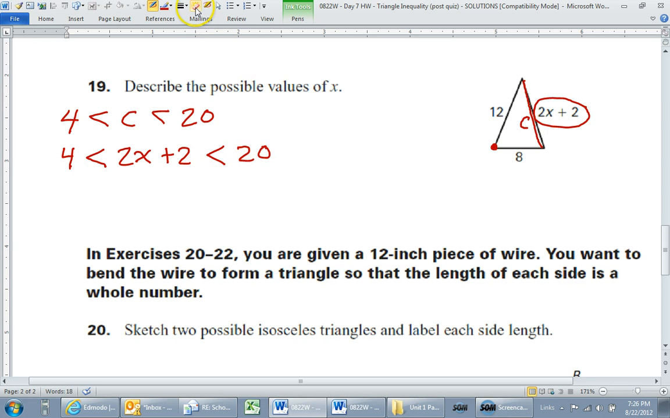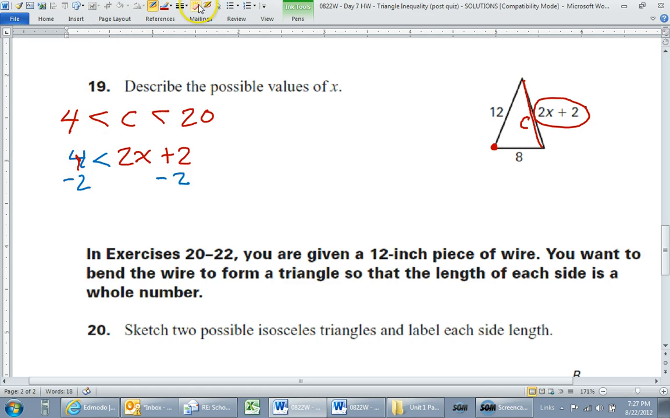Well, look, if the 4 was not there, how would I solve this right now if the 4 wasn't there? Well, hopefully you said I would subtract 2 from both sides. Okay, well, what if the 4 was there? Now imagine that the 20 is not there. What would I do now? Guess what? I would still subtract 2 from both sides. So no matter what, it looks like I'm about to subtract 2 from both sides.